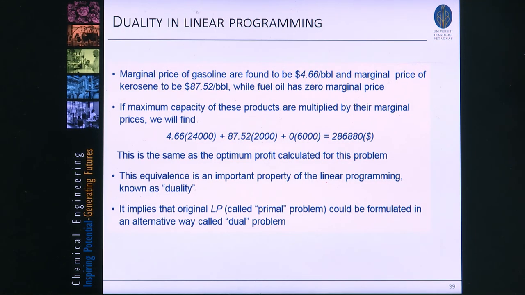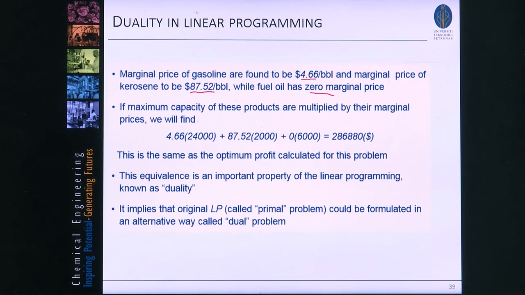Duality. Last is then the duality. If you see it, the marginal price of gasoline, you know that it's 4.66, and then for kerosene it's 87.52, while the fuel oil has zero marginal price, we know that from the last equations of the matrix.